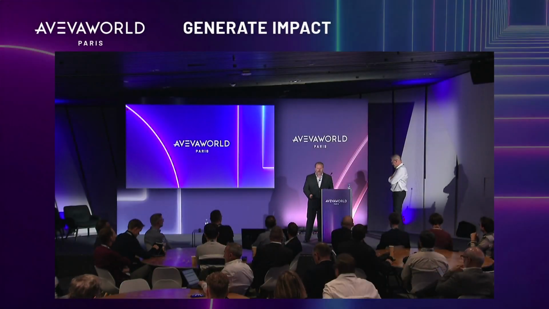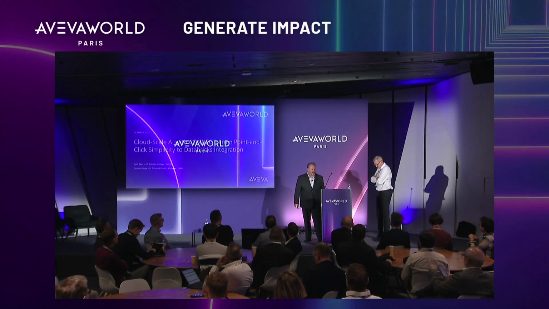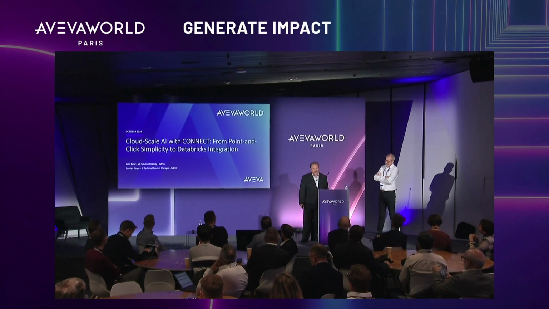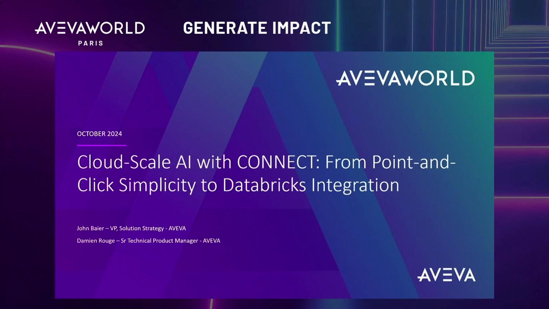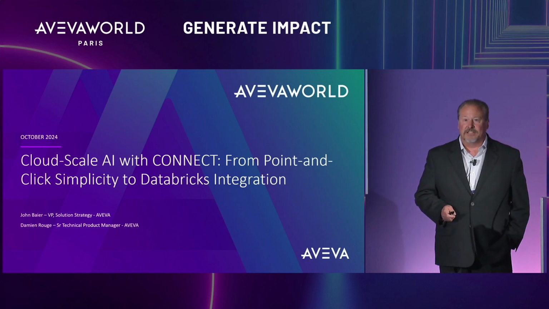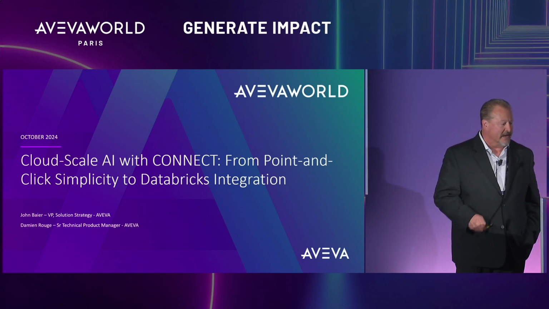My name is John Baier. I am the VP of Product and Solution Strategy in our portfolio group. One of the things that I get to do is work with our Lighthouse customers. So I run our Lighthouse Early Adopter Program, and some of them are here. We get to work on the new technologies, and we're going to talk about two of them here today.